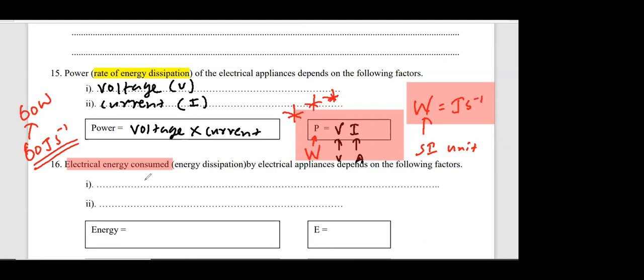Power tells how fast energy is consumed per second. Power means per second. So if you multiply that by 10 seconds, at the end of 10 seconds you can calculate the total energy consumption. So therefore there are two factors.